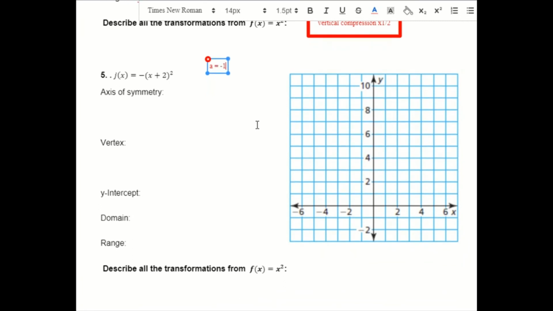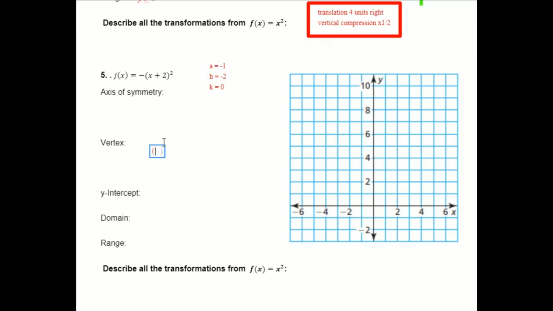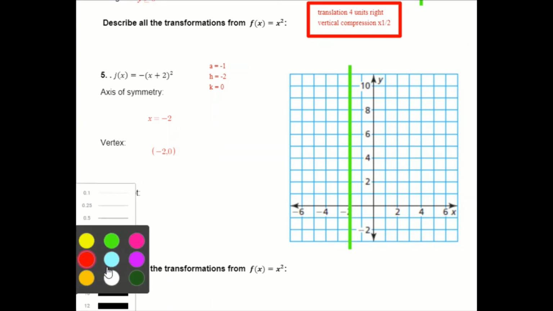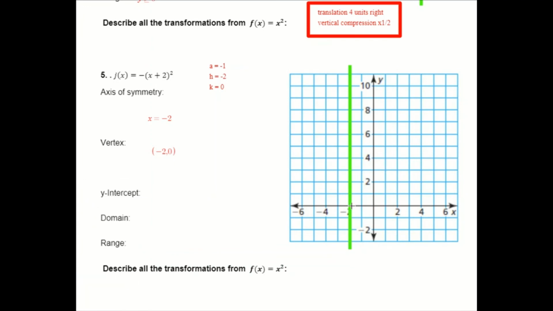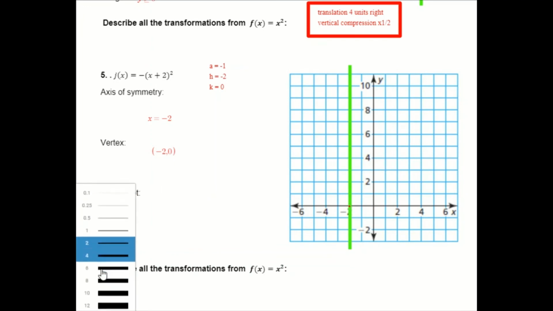a is going to be -1, h is going to be -2, and my k is 0 again. So my vertex will be -2, 0, so it's on the x-axis once again. And my axis of symmetry is going to be x equals -2. So now, let's draw that line. And we'll draw the point. Let's make that a little bigger.